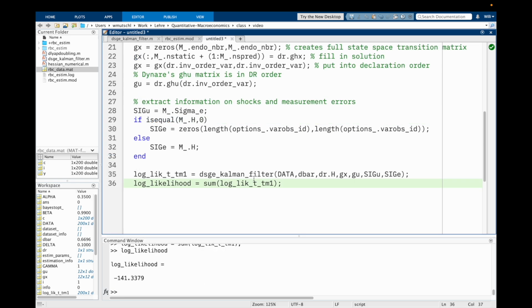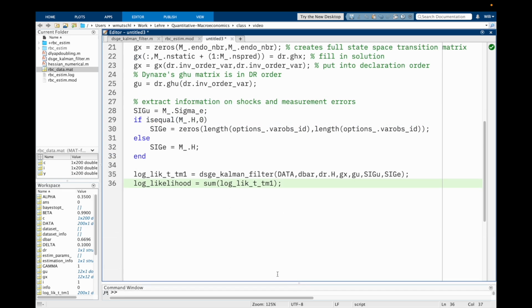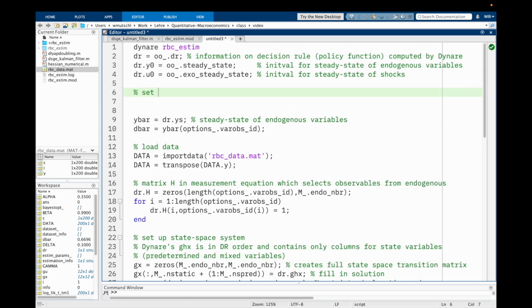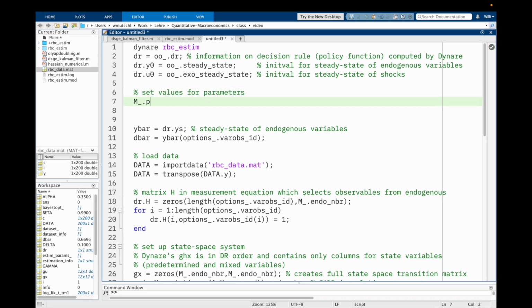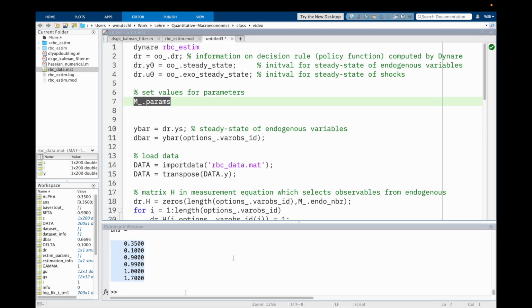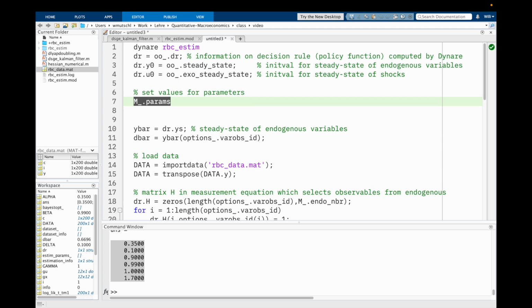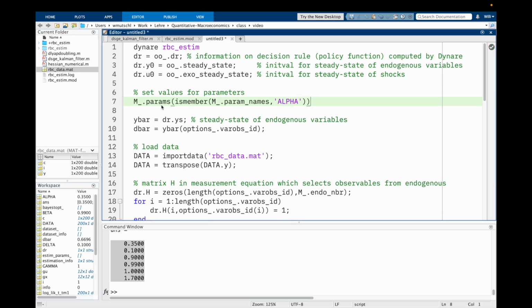Now, of course, this might change. Say, for instance, you change the parameters in your model. Let's try out something different. Let's set the values for parameters. You do this in the m_params structure. Those are all my parameters as I've declared them. And let's say I want to change the alpha to something else, I don't know, something like 0.2.